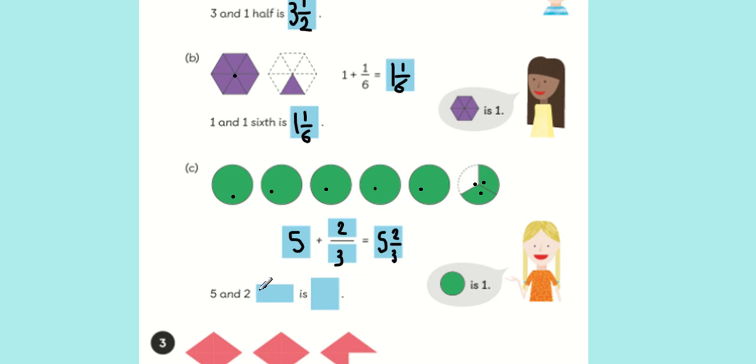5 and 2. Ooh, what do you have to write here? Write it in words. Thirds. I'm sure your writing will be a lot better than mine. 5 and 2/3 is written as 5 and 2/3.